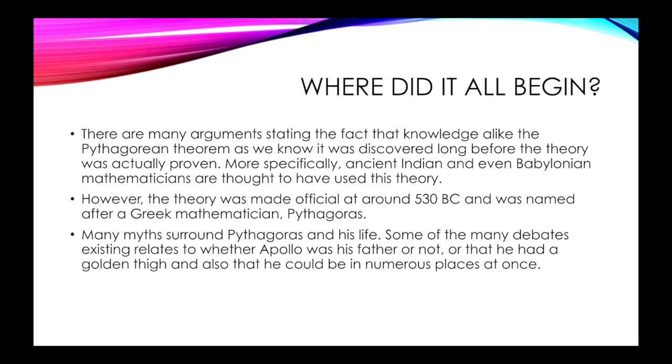There are many arguments stating that knowledge like the Pythagorean theorem was discovered long before the theory was actually proven. Ancient Indian and even Babylonian mathematicians were thought to have used this theory way before Pythagoras was even born. However, the theory was made official at around 530 BC and was named after Pythagoras, the Greek mathematician.